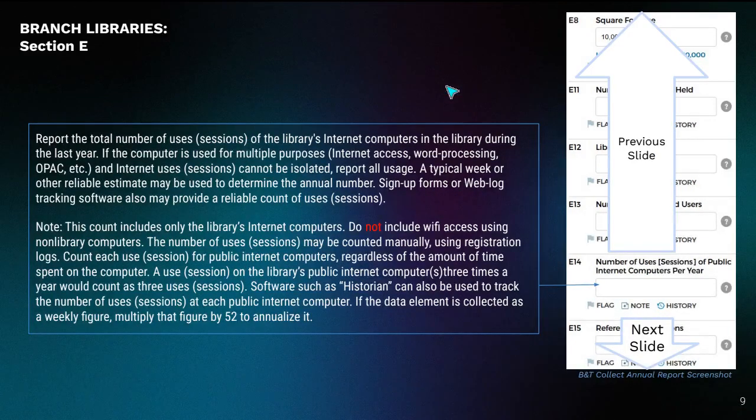Hopping right along, we have the number of uses, sessions of public internet computers per year. A typical week, you can get the estimate just the same as your population estimate or count estimates. So you don't want to include the Wi-Fi access using non-library computers. Like someone comes in with their cell phone and they hit on your internet, you're not going to include that. You're just going to include the sessions of the internet computers.